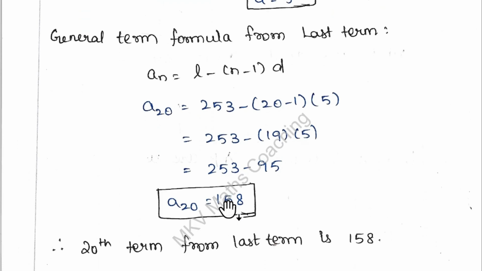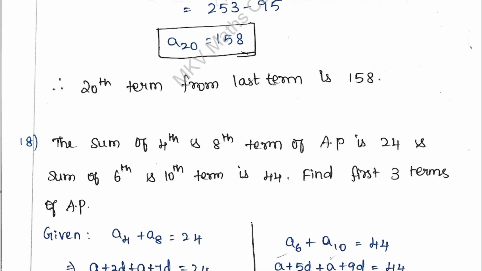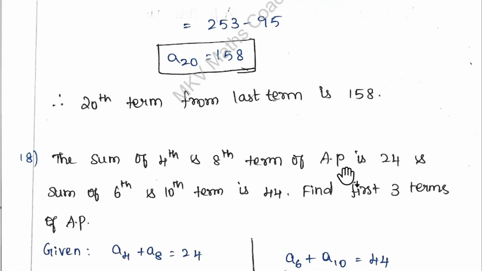Okay, so next question, the sum of fourth and eighth term of AP is 24, which you can write as A4 plus A8 is 24, right? And sum of sixth and 10th term, sum is addition, right? So A6 plus A10 is equal to 44. You have to find the first three terms of AP. First three terms are what? A, A plus D, A plus 2D, right?